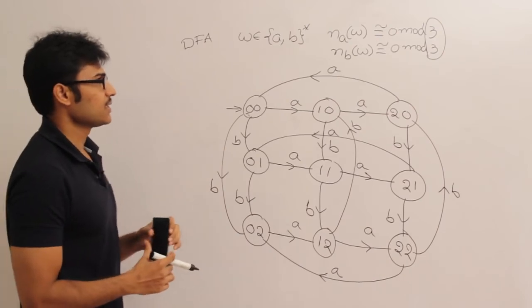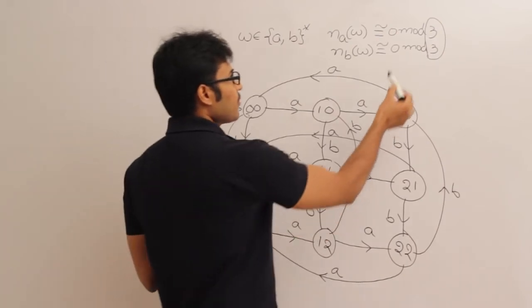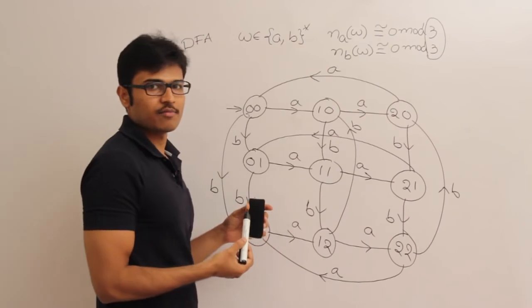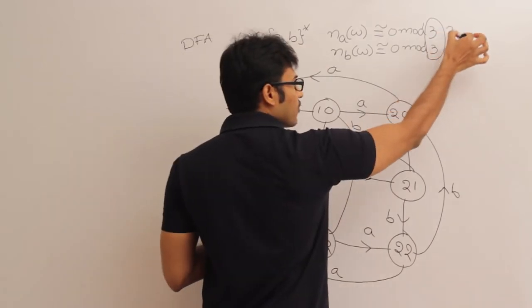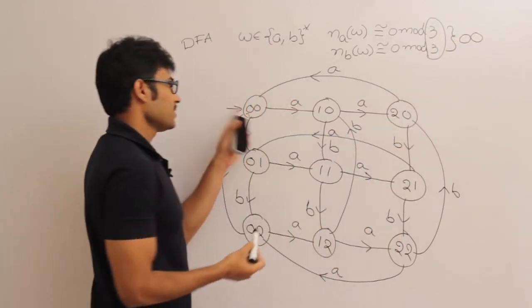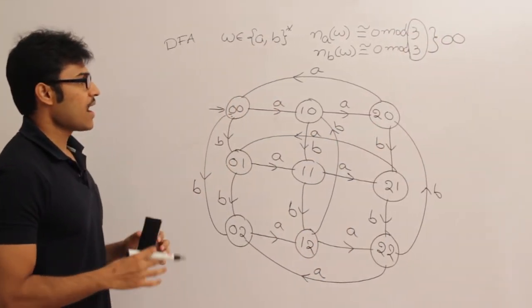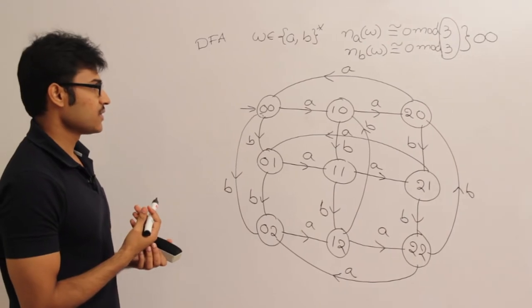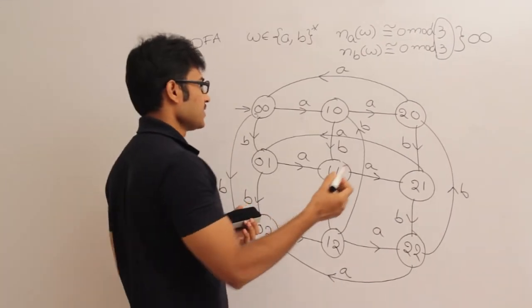So now the question says the number of A's should be divisible by 3 and the number of B's should be divisible by 3. Therefore, for this question, the answer is 0, 0. The final state is 0, 0. And they can ask many other kinds of questions. Let us say the question is this.